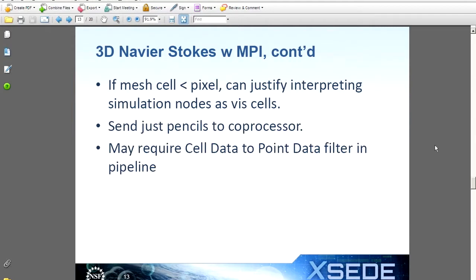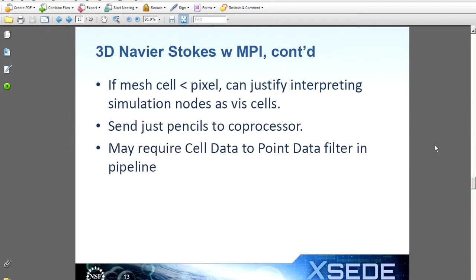So next slide, please. So then after I went over all of that work, in about 2 hours, I figured out an alternative, which is once these simulations get extremely huge and you're looking at these images, there's more than one cell per pixel. So you can't really tell that it's cell data or node data, depending on how zoomed out you are, of course. So why don't we just pretend that the node data is actually cellular data as far as the coprocessor is concerned, and then we can just send the pencils to the coprocessor for most of the filters.